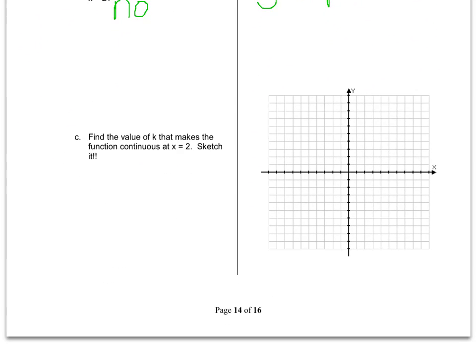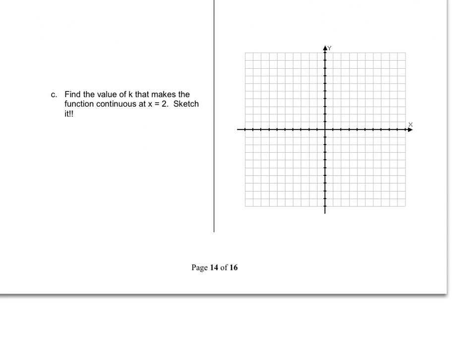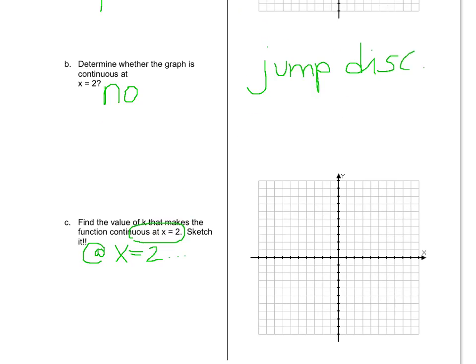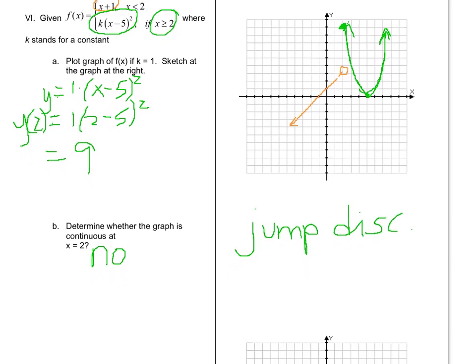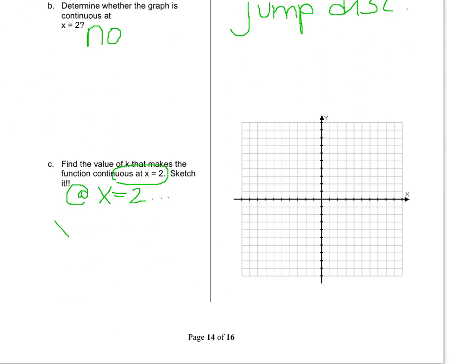Well, here's what you do. You want to make the function continuous at x equals 2. This is the x value where we want it to happen. So at x equals 2, we want the y values to match. Okay, the y values from the left, and let me go back up and look here, the y value from the left, everything was x plus 1. We want that to equal k times (x minus 5) squared. Okay, we want these y values to match at x equals 2.